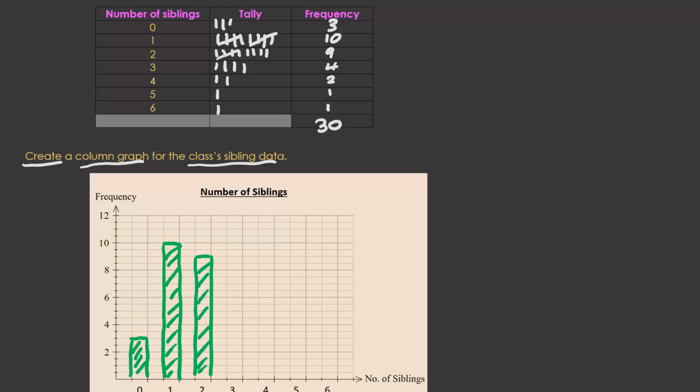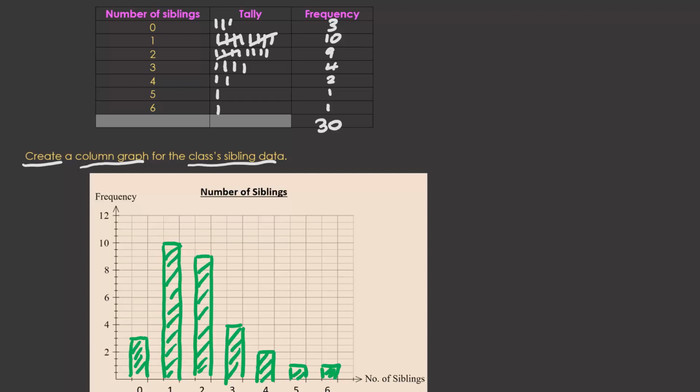3 has a frequency of 4. 4 has a frequency of 2. And 5 and 6 both have a frequency of 1.